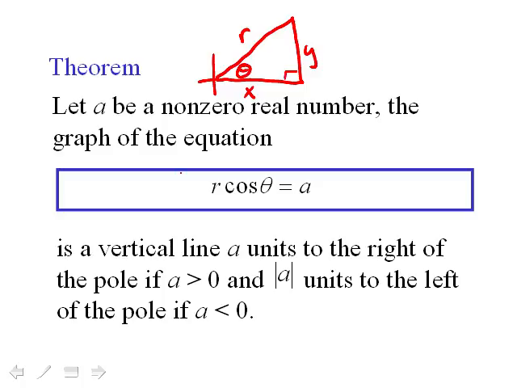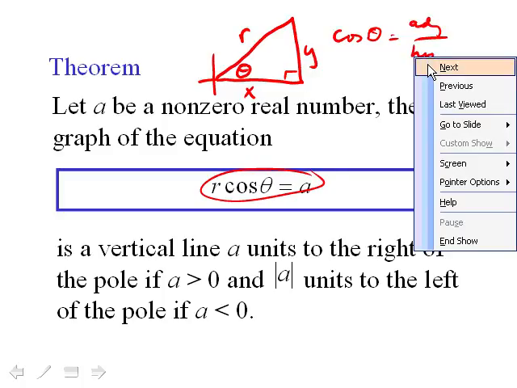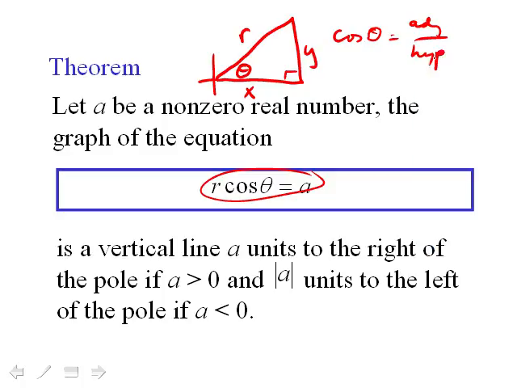In particular, what's highlighted on this slide is from the fact that cosine theta is the side adjacent over the hypotenuse, and the hypotenuse is r, and the side adjacent is x. So if cosine theta is x over r, x is r times the cosine of theta, and that's perfect for getting the x-coordinate out if you happen to know the polar coordinates of a point.